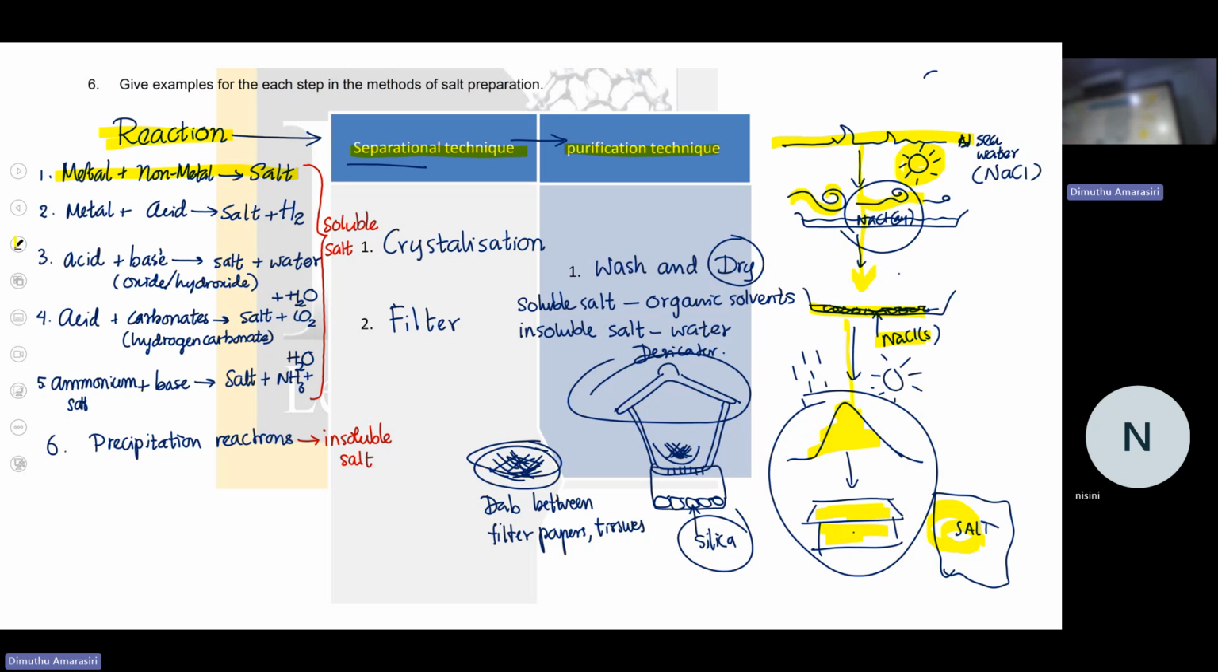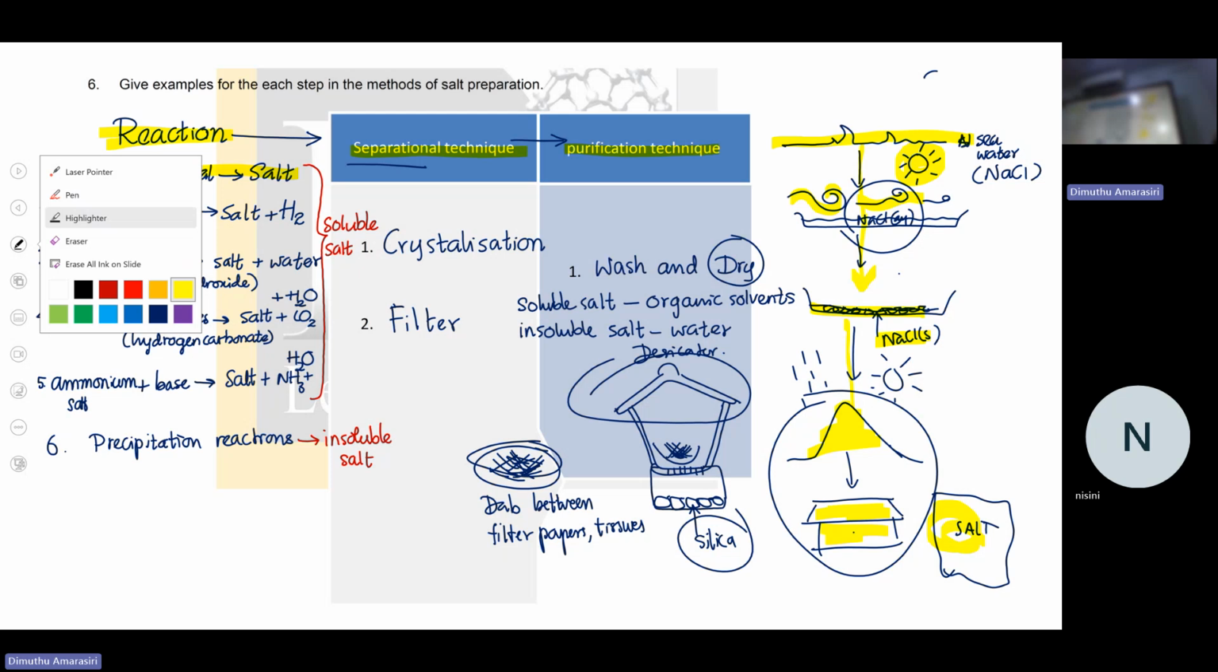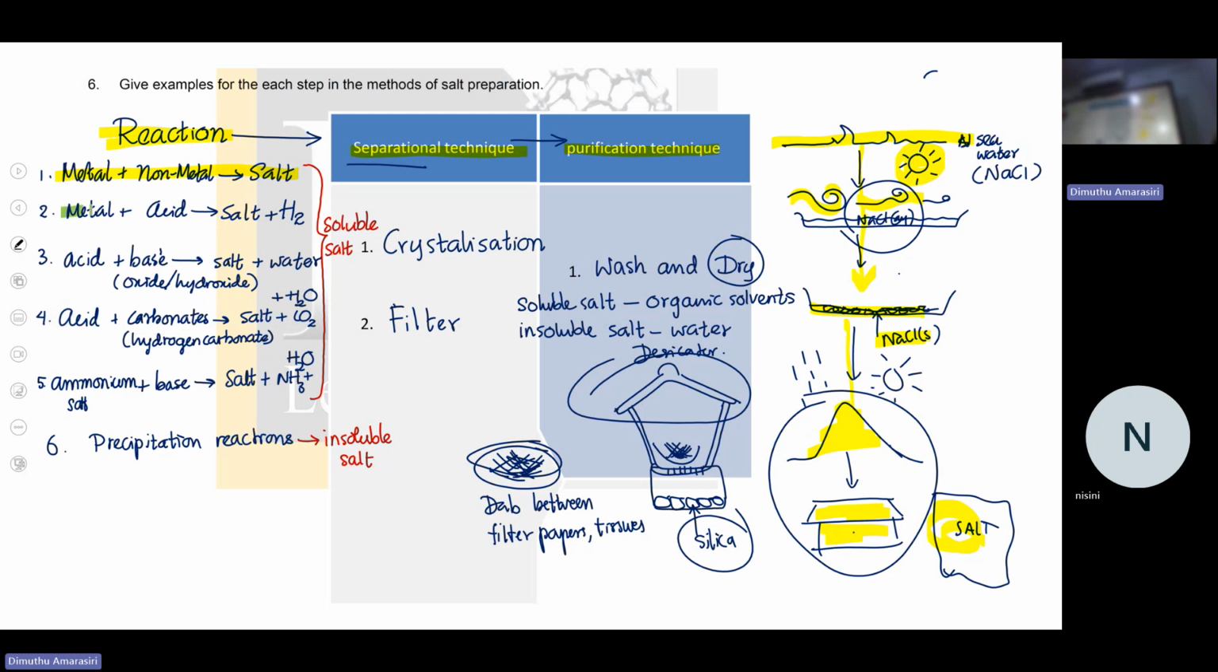What are the reactions that we are familiar with now? Metal, acid, salt, hydrogen. What are the other reactions we are familiar with? Come on, oxides and hydroxides of metals, which are bases. You get salt and water. Acid and base, salt and water, right? Acid and carbonates, you get what? Salt, carbon dioxide, water, right?